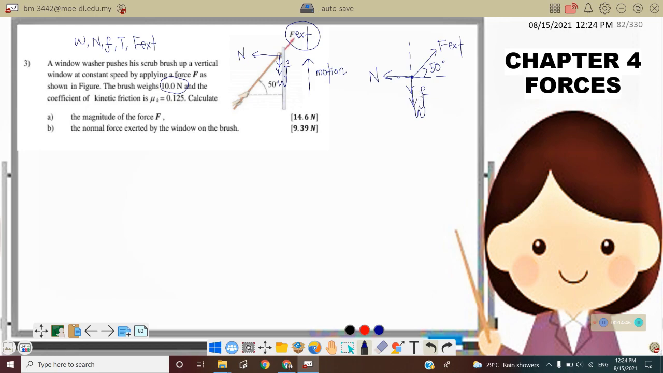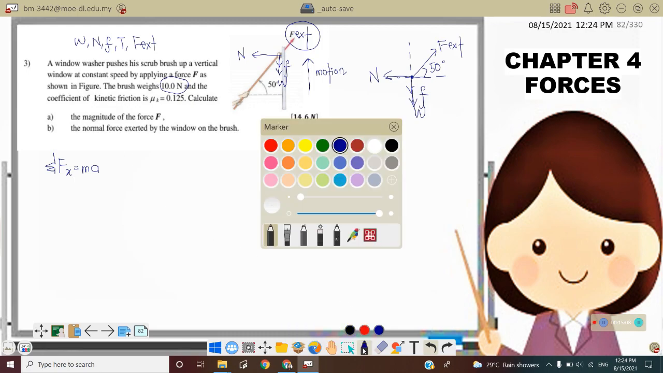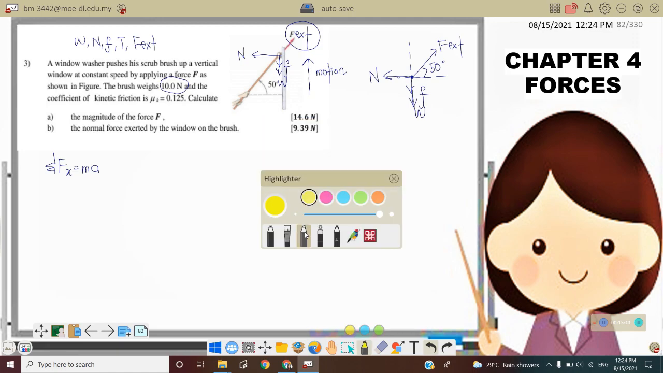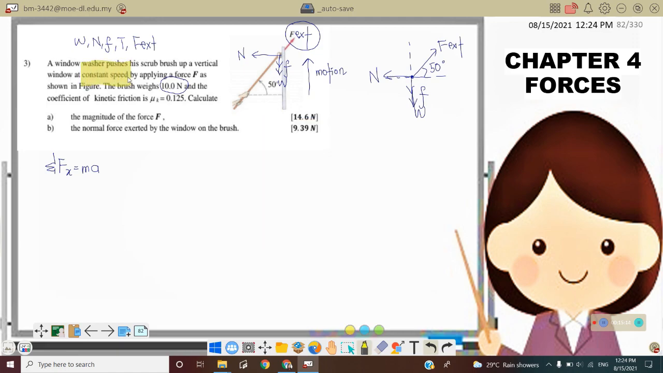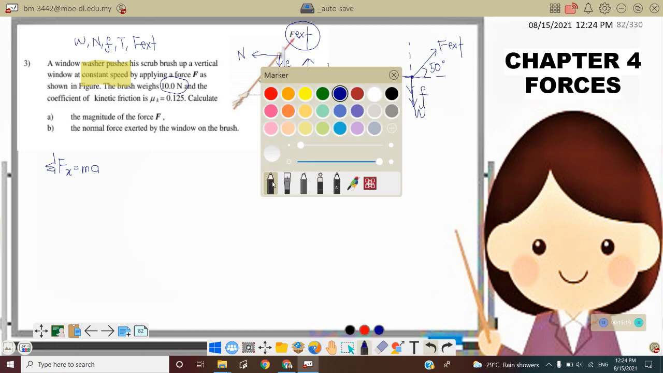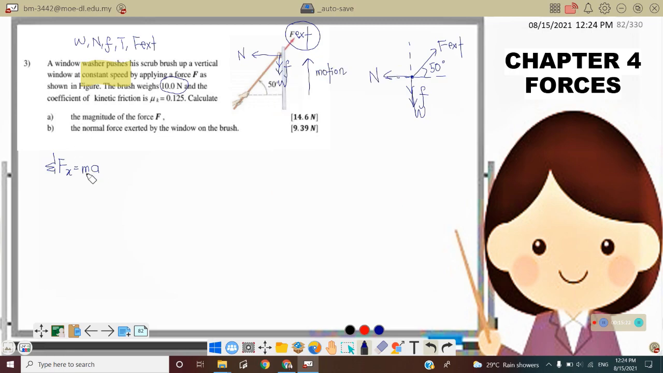After sketching the free body diagram, the easiest way is to resolve it into x component and y component. So we go x component first. The resultant Fx equals ma. We want to know whether a equals 0 or not. The question mentioned constant speed. Constant speed means a equals 0, because the question says constant speed. It's moving, but with constant speed.